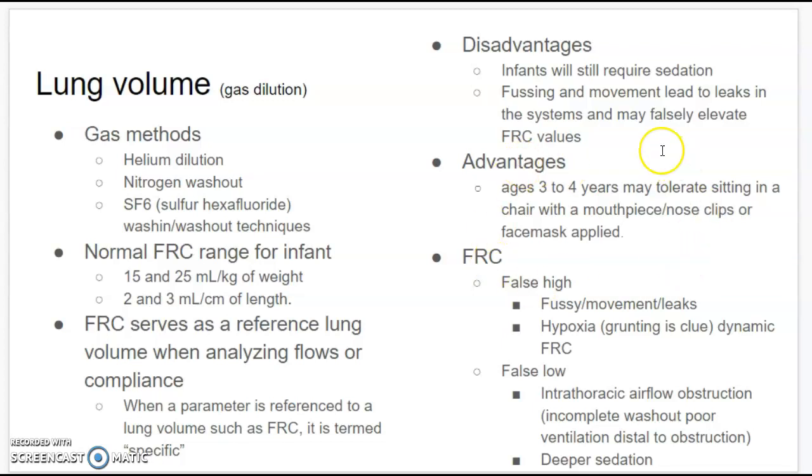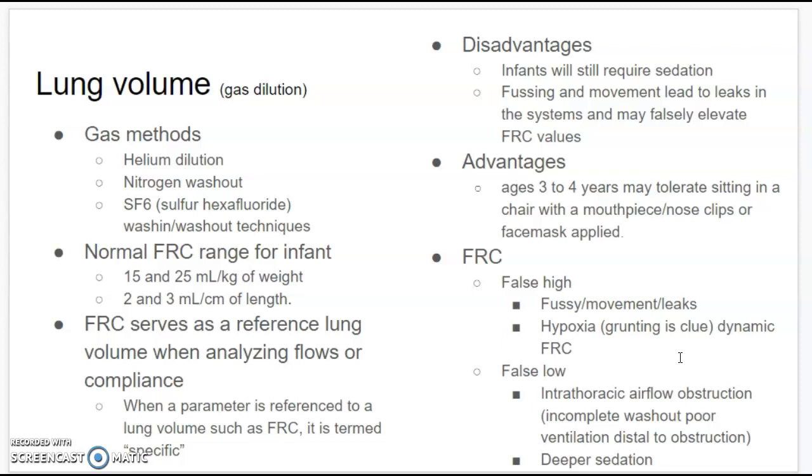The advantage is that children ages 3 to 4 years old may tolerate sitting in a chair, using a mouthpiece, nose clips, or a mask, and might be able to perform the test just fine. Some of the causes for a false high, as I mentioned, are leaks caused by fussiness or movements, and also hypoxia. The reason hypoxia can cause this is because the child is going to try to compensate for the hypoxia, so they might start grunting or breathing deeper, and so it's going to change their FRC because it's dynamic, because they're using their muscles more.